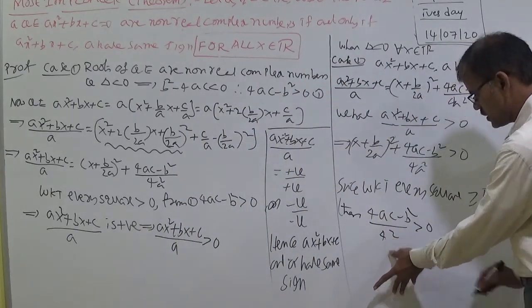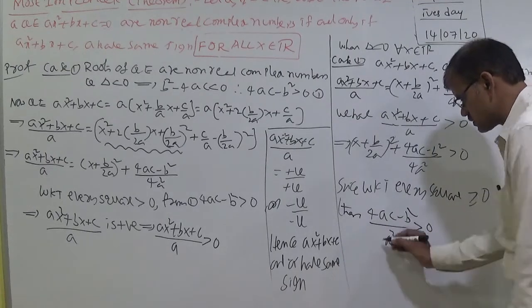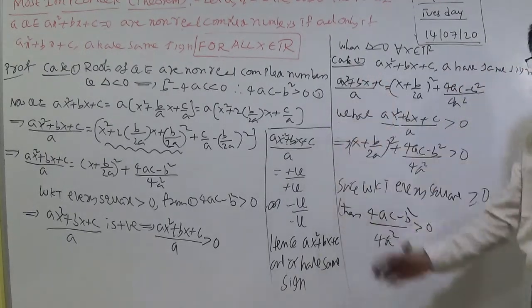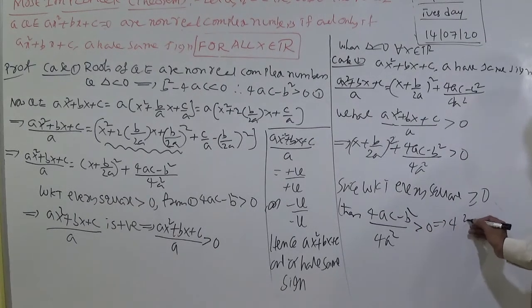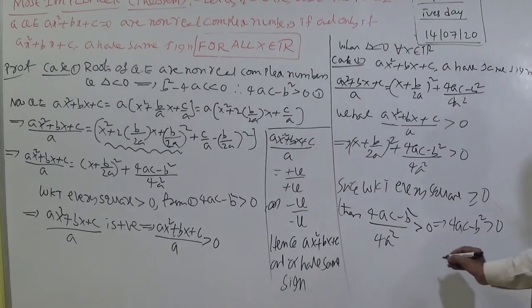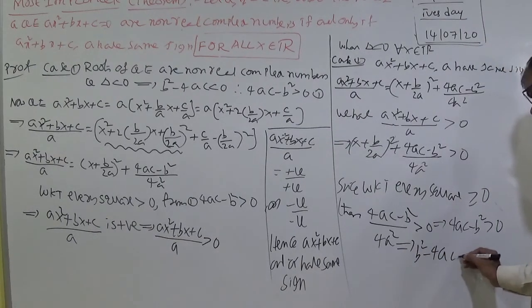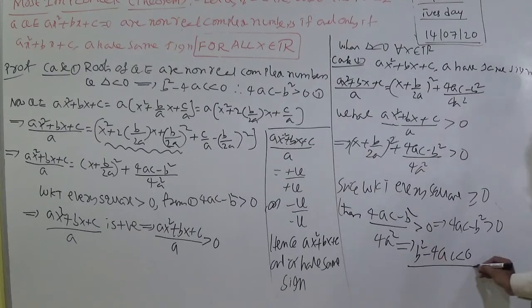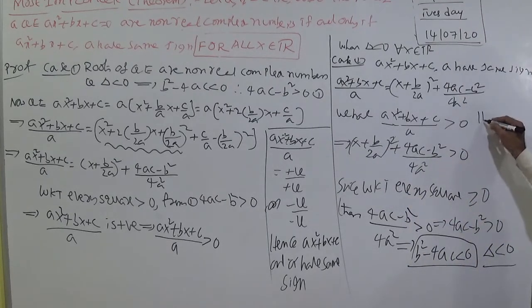Of course, the denominator is a square. The denominator should not equal 0. That concept we know. Of course, a not equal to 0 for a quadratic equation. Don't get confused about the denominator. It is absolutely positive. So for the numerator, you can write 4ac minus b square greater than 0. Whenever 4ac minus b square is greater than 0, you can write b square minus 4ac less than 0. So delta less than 0. That is case 2. Hence the theorem is proved.